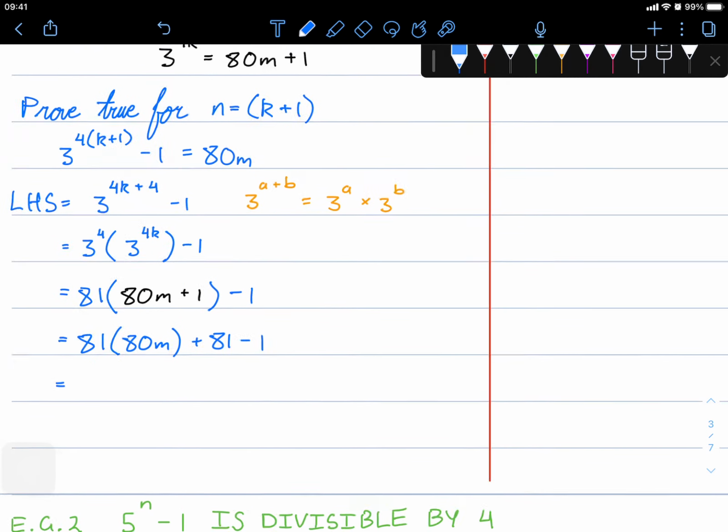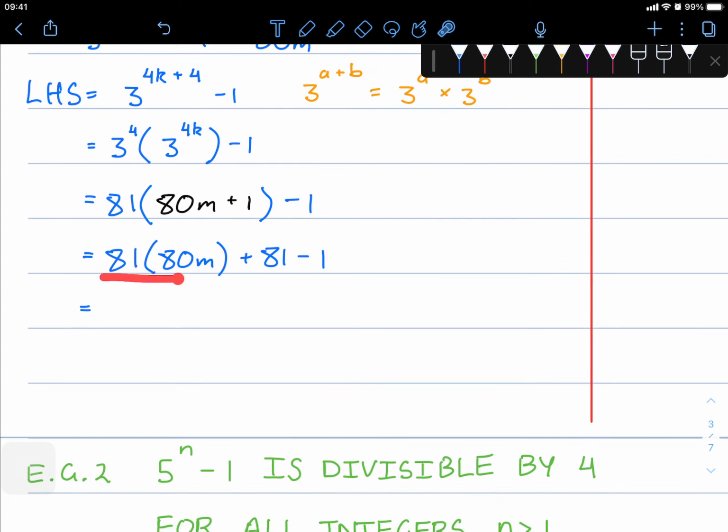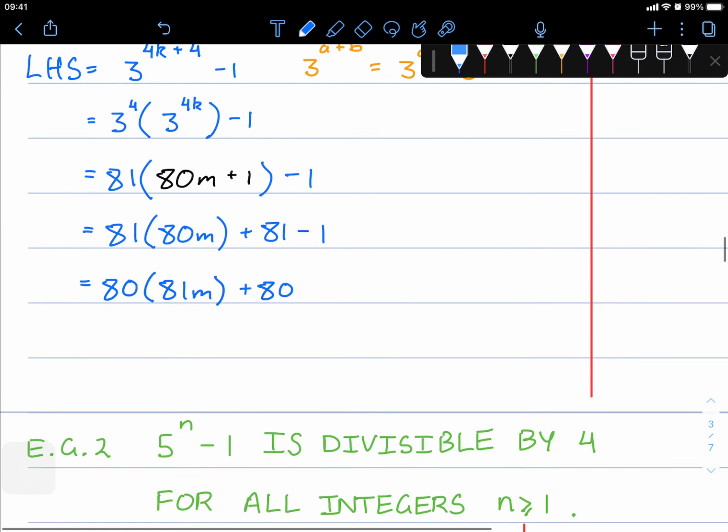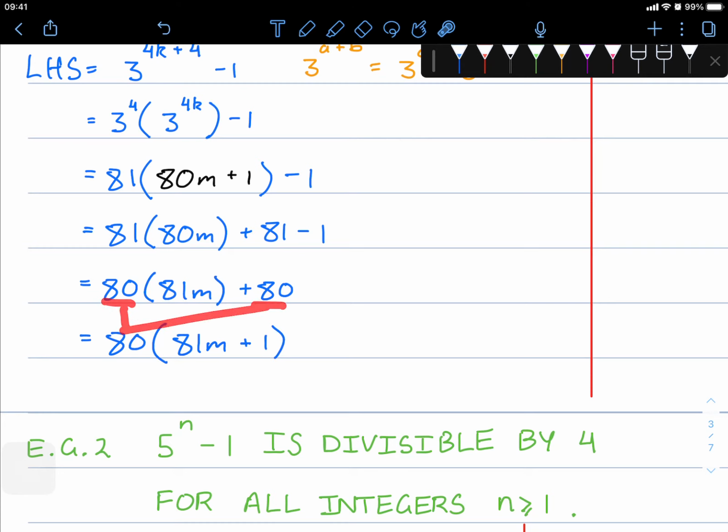Now, I want you to take a look at this. Since this is just multiplication, this is 81 times 80 times m. Because of multiplication, we could rearrange it like so: 80 times 81m, and then this one is just going to become plus 80. Factoring out 80, we get 80 outside of 81m, sorry, not minus 1, plus 1. So we factored 80 out just like this.